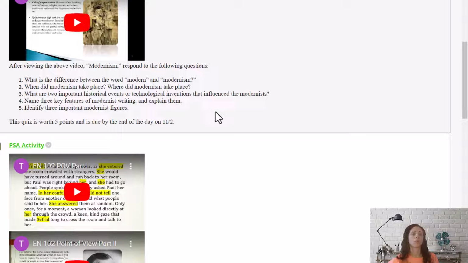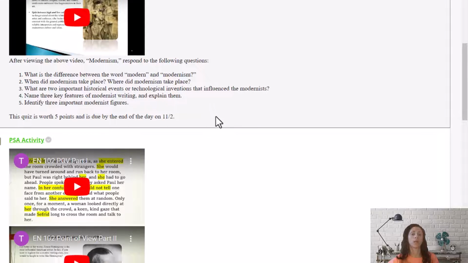What is the difference between the word modern and modernism? When did modernism take place? Where did modernism take place? What are the two important historical events or technological inventions that influenced the modernists? Name 3 key features of modernist writing and explain them. And identify 3 important modernist figures. And this quiz is due by the end of the day on November 2nd.